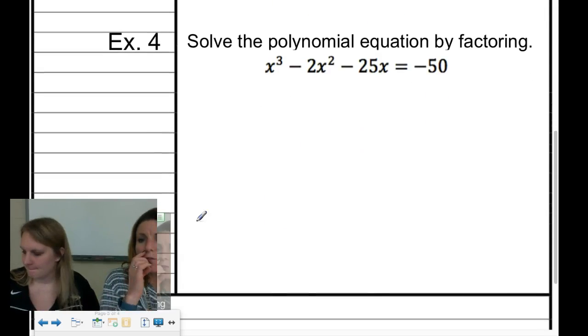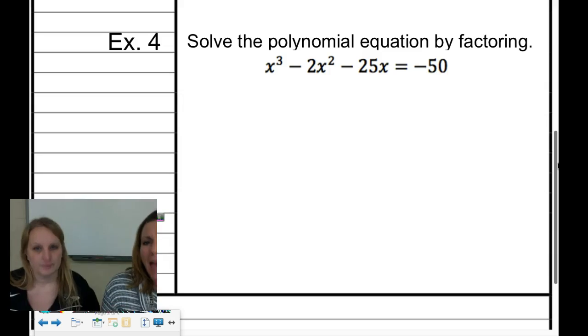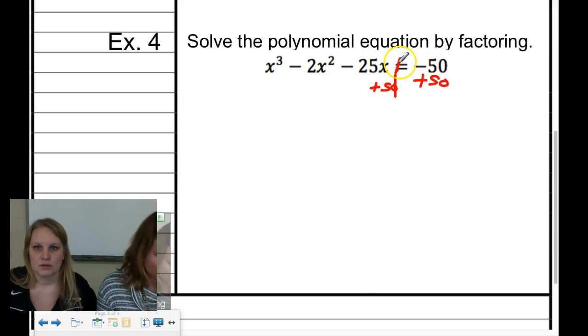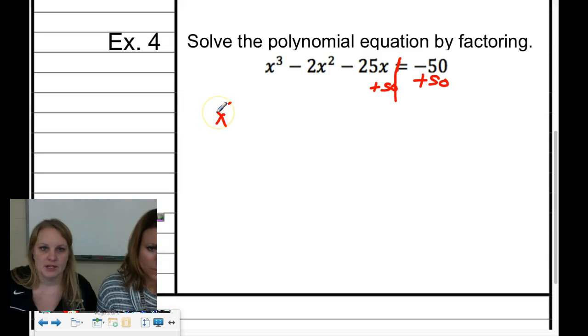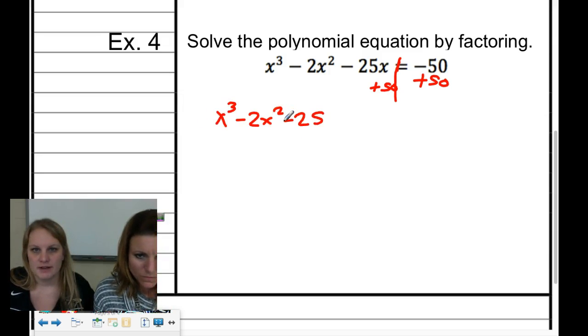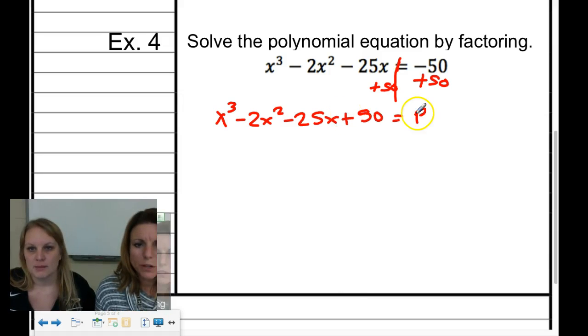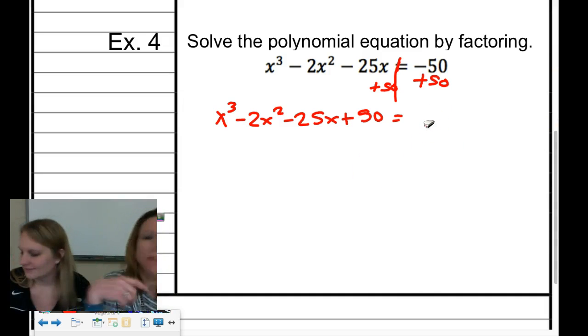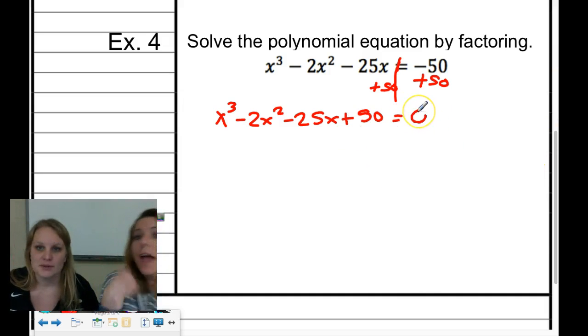Now, the first thing, we have to get everything on one side. So I'm going to add this 15 right away. All right. So we've got an x cubed minus 2x squared minus 25x plus 50. And that's all equal to 0. Just 0 now, because we're going the other way. We're finding zeros. We have the polynomial, now we're finding the roots.